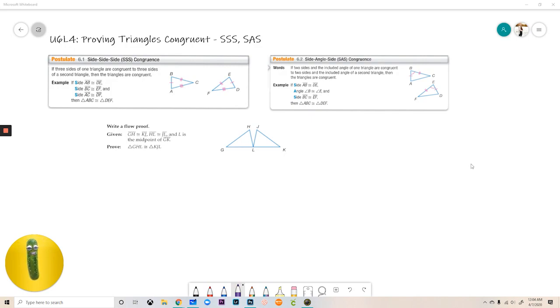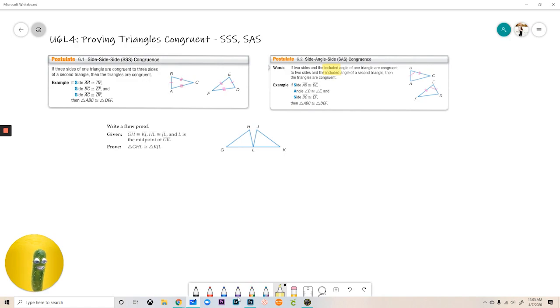However, side angle side congruence says if two sides and the included angle of one triangle are congruent to two sides and the included angle of a second triangle, then the triangles are congruent. The important piece right here is included, because if you're not focused on the included angle, you then have angle side side, which is not a thing for some reasons that may or may not be obvious to you. But if you abbreviate, you could probably figure out why.